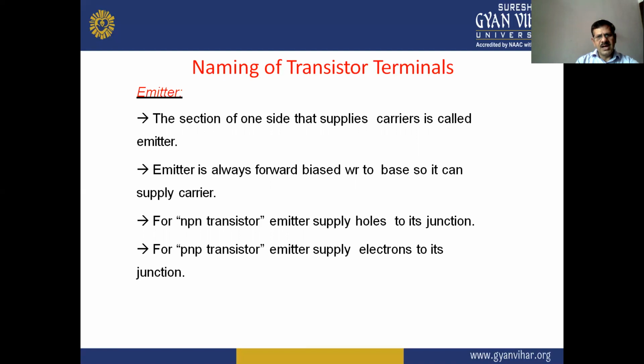Next, for an NPN transistor, the emitter supplies holes to its junction, but for a PNP transistor, the emitter supplies electrons to its junction. So we can also say that in an NPN transistor the emitter supplies holes to the junction, and in a PNP transistor the emitter supplies electrons to the junction. So this is the role of the emitter terminal in this BJT device.